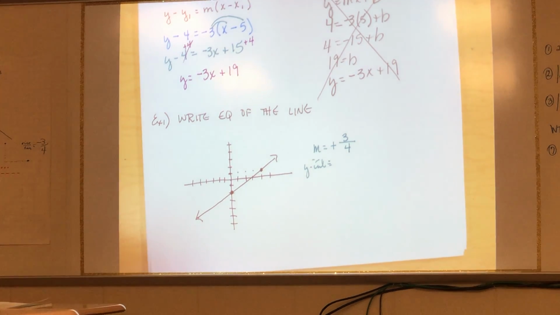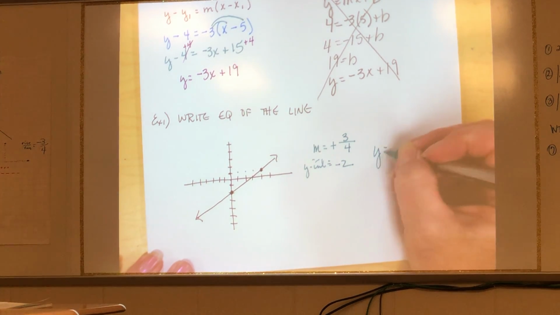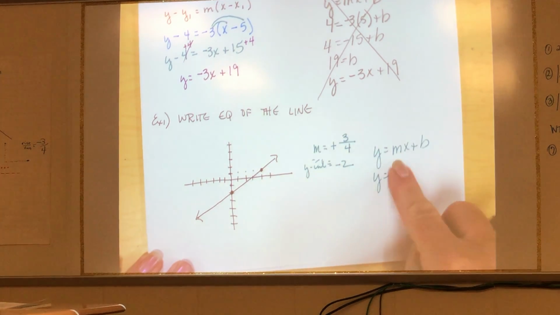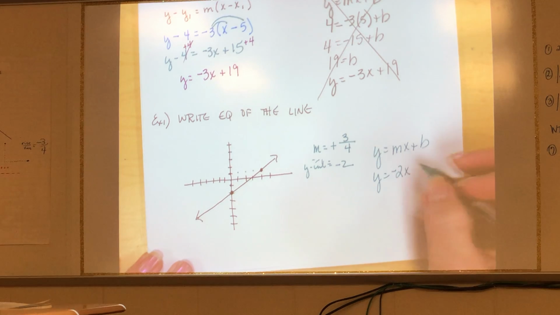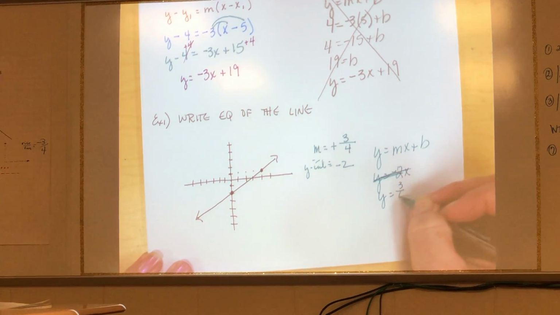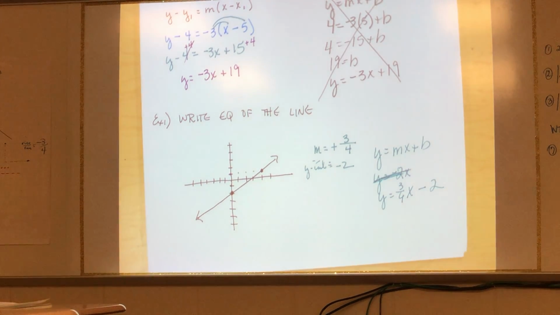Is everybody okay? What is my y-intercept? Negative 2. So I'm just going to put it in this equation. Y is equal to mx plus b, and y is equal to, what's my slope? 3/4 x plus, y is equal to 3/4 x minus 2. Don't put plus and negative, people. We don't do that. All right.